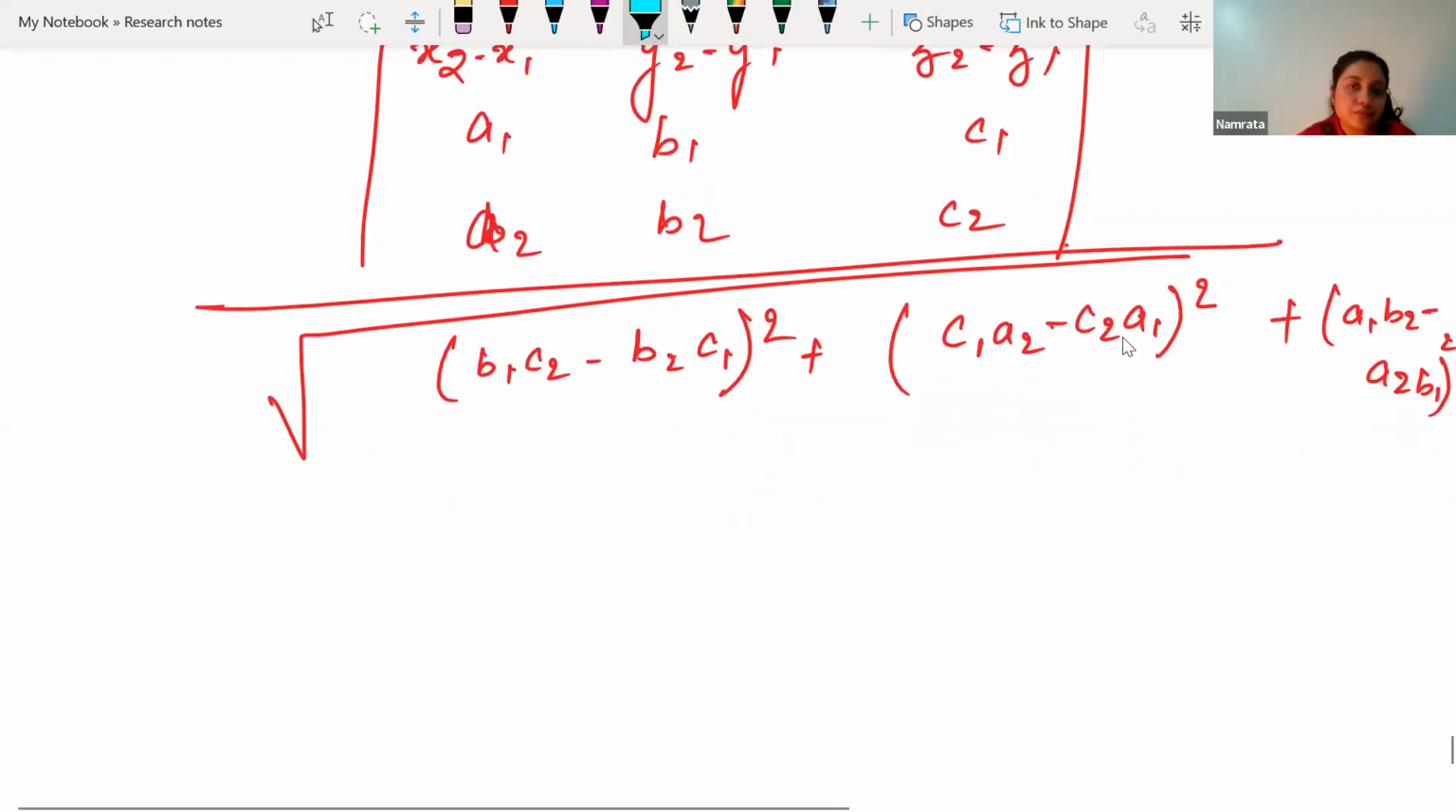Now let's solve a few questions so that you will be able to understand how exactly we are going to use the formula. Just give me a second. Let me take a question from NCERT.